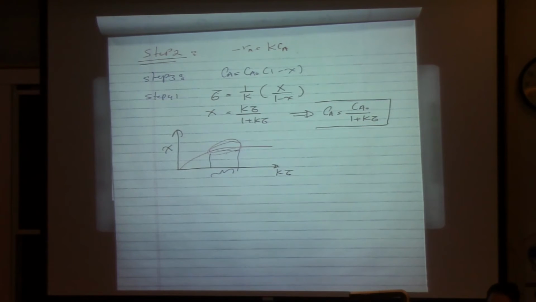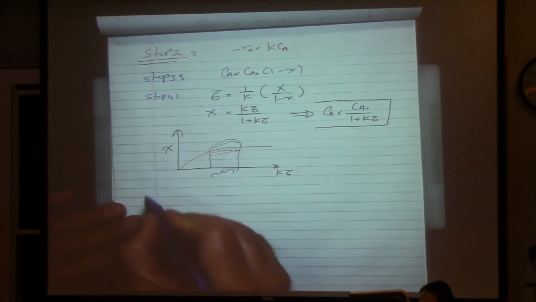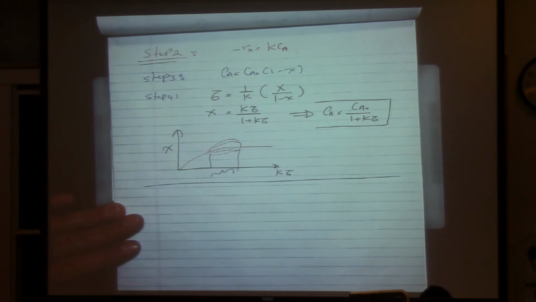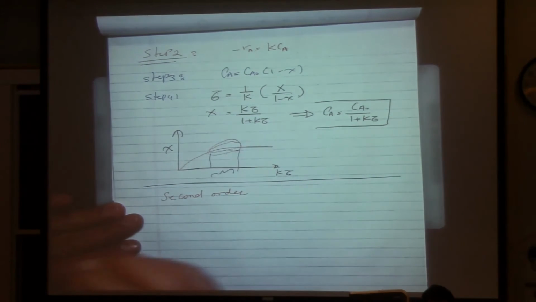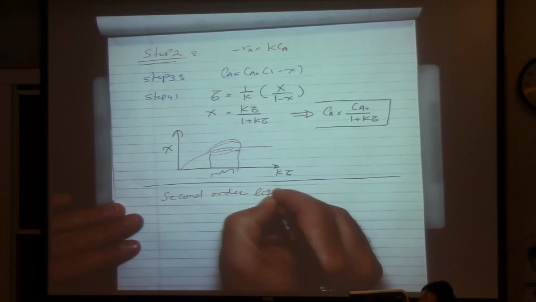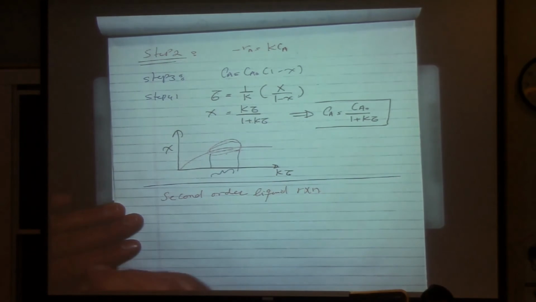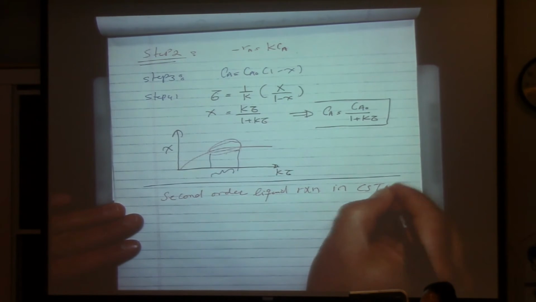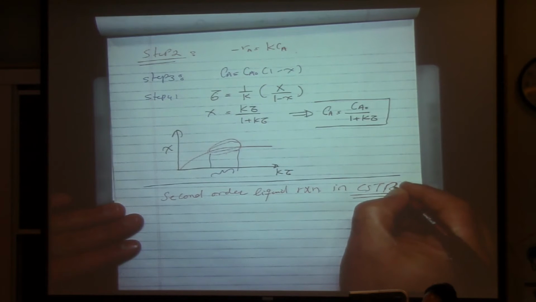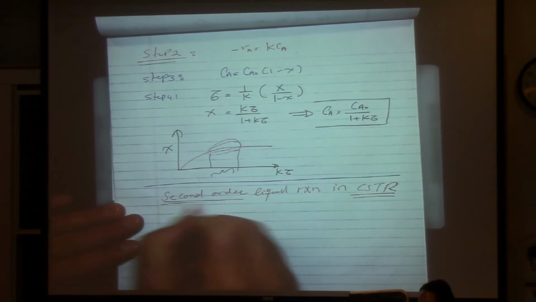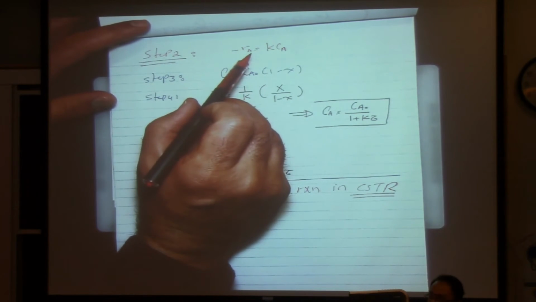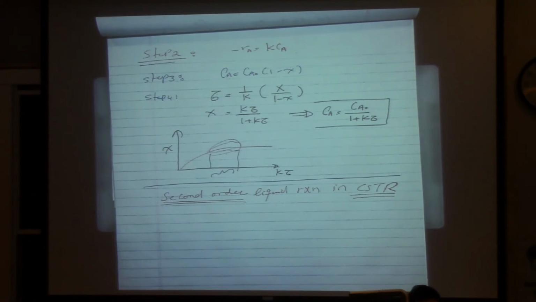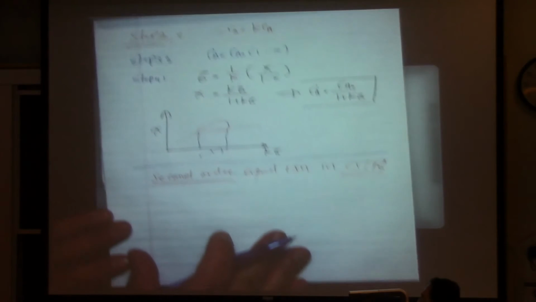If you do a second order liquid reaction in a CSTR. So the previous example was first order. You just change it to the second order. So all you need to do is get this one replaced by kCa squared, and then take the integration. I'm going to write quickly what you need to do.